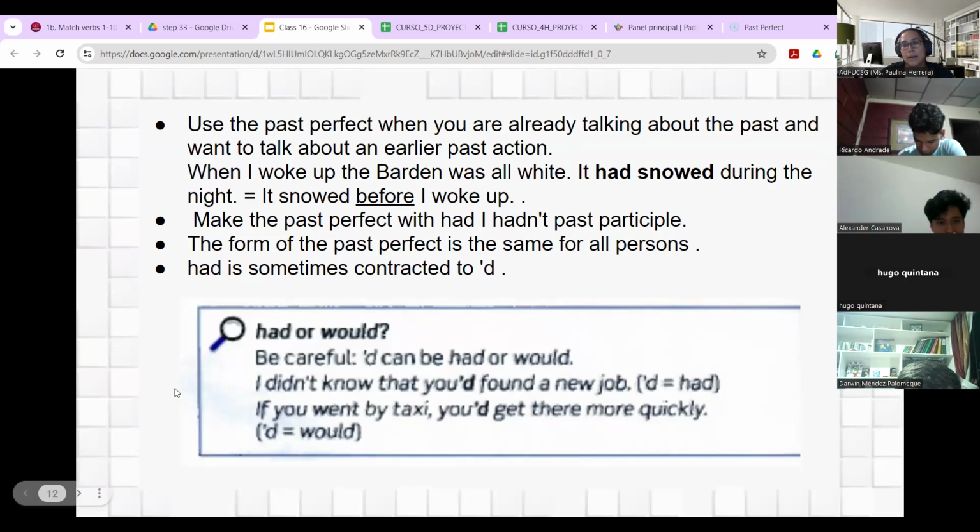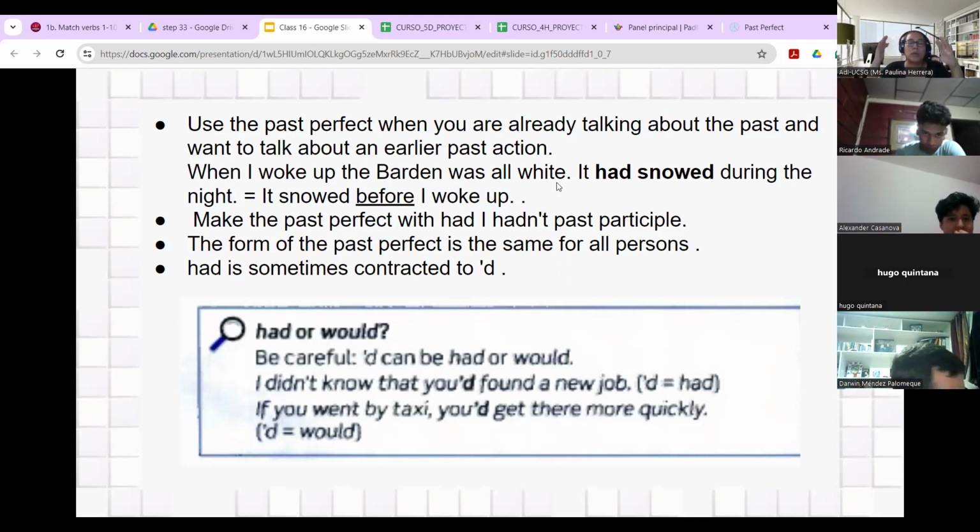Here we have another example. When I woke up, the garden, it's not garden, I'm sorry. When I woke up, the garden was all white. That's when I woke up. Now I am in the afternoon, let's imagine, okay? So when I woke up, the garden was all white. Why? Because before that, it had snowed during the night. So I'm talking about a past, and then I remember something that happened before the past I'm talking about. Then I use the past perfect.